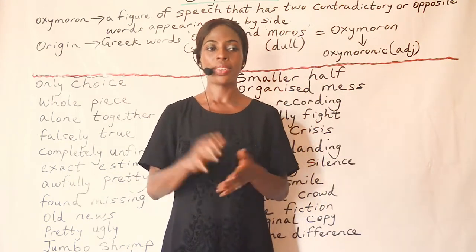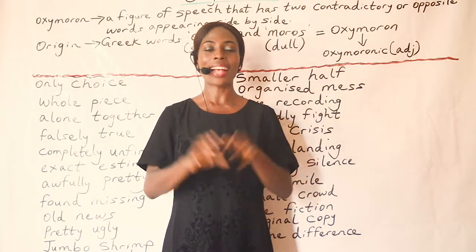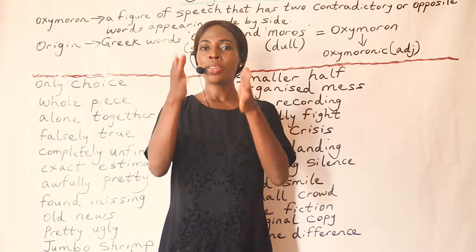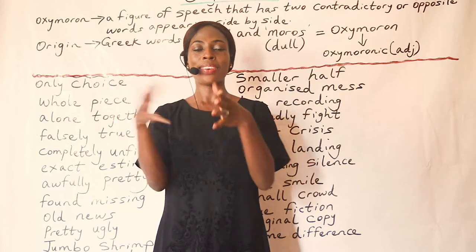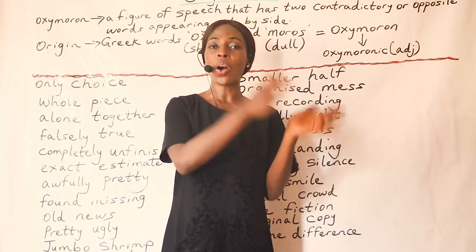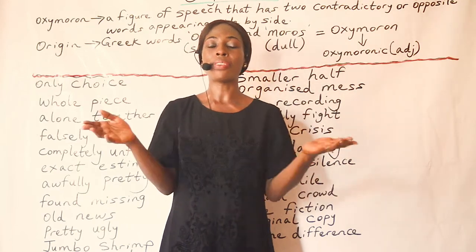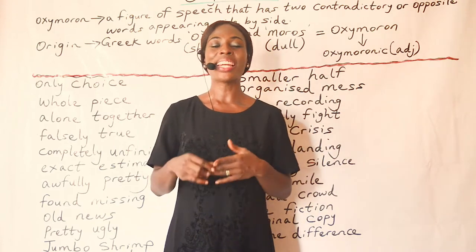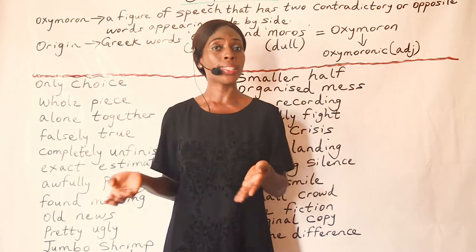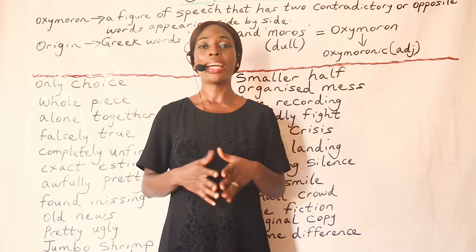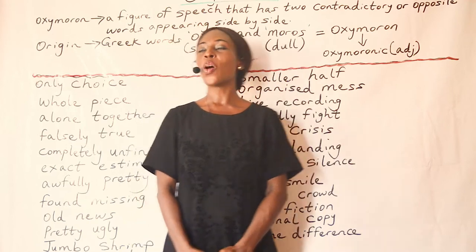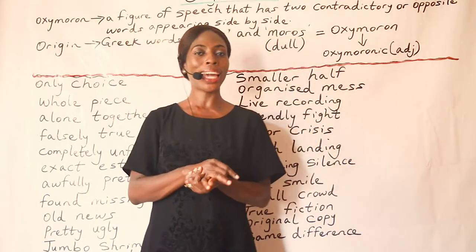Another sentence is, Tony thinks of his garage as an organized mess. Having organized and mess together in a sentence is oxymoronic. It's either the garage is organized or it's a mess. The last sentence is, it was a minor crisis. Minor and crisis. Can a crisis be minor? That is oxymoronic.